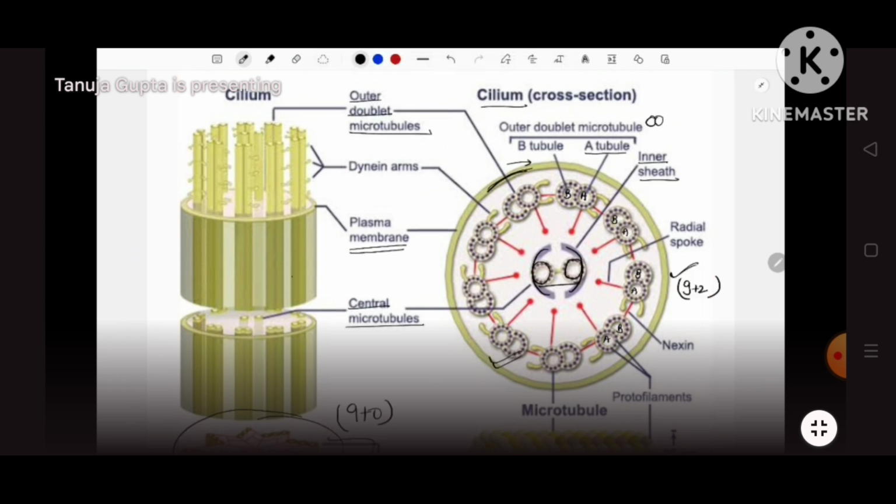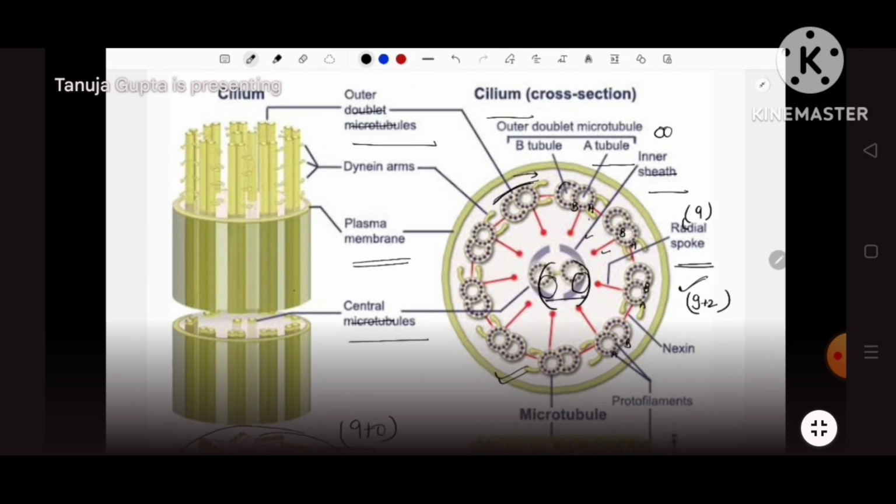and from each A microtubule, there is one structure that arises which helps them to connect with the center. Can you see this red structure? Through this it is connected to the center. All the microtubules are connected to the center, and this structure is called radial spoke. So how many radial spokes are there? It's 9, because 9 microtubules are there. So that's why it is 9 radial spokes.